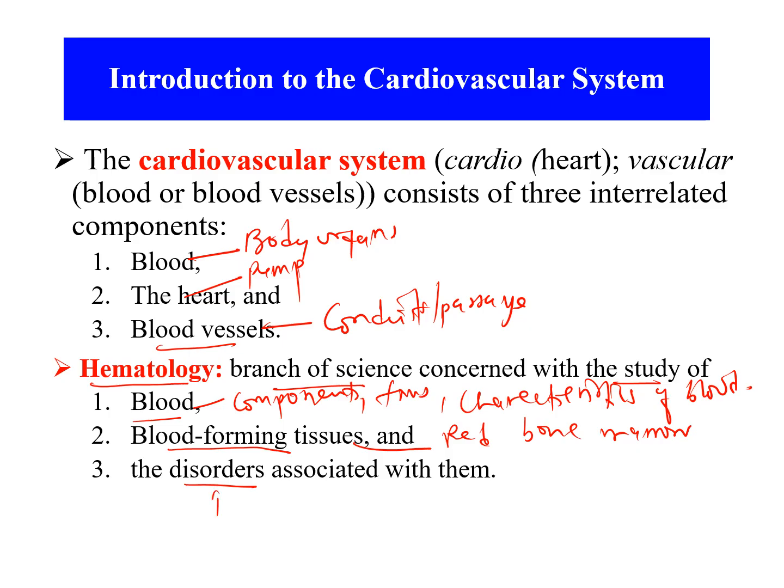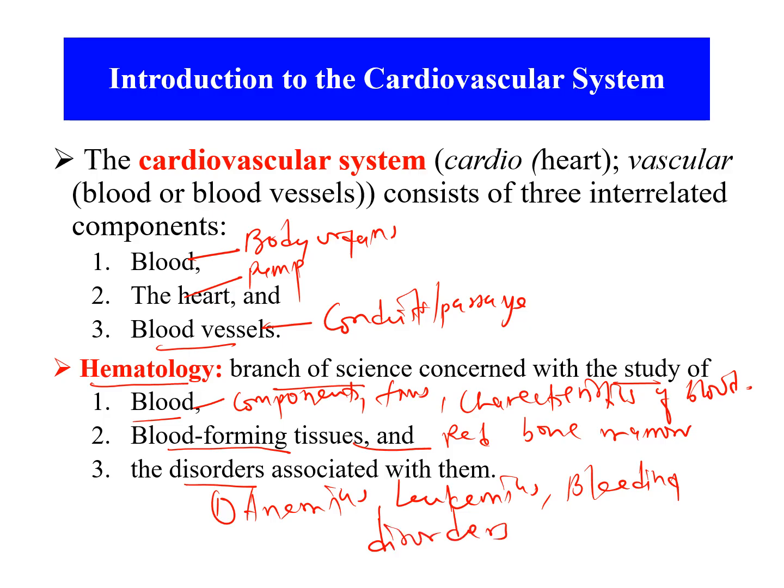So you can think of disorders such as anemias, leukemias, and also bleeding disorders. So hematology looks at all these three components: blood, blood-forming tissues, and disorders associated with blood.